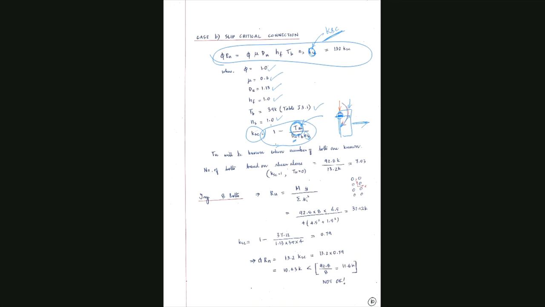So the first assumption is to assume that there is no TU, that we assume the value of KSC as 1. When you assume the value of KSC as 1, this would become 1, and therefore the value of phi Rn will become 13.2. And when you substitute this value, this is the shear acting divided by 13.2, you get 7 number of bolts. Now let's assume that we require 8 number of bolts. So you need to find the value of Ru.